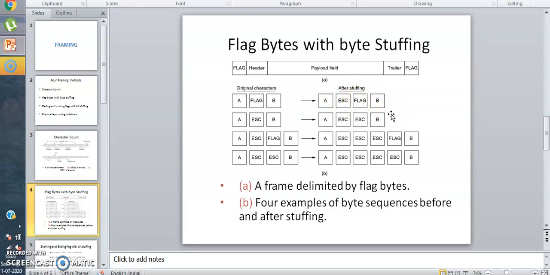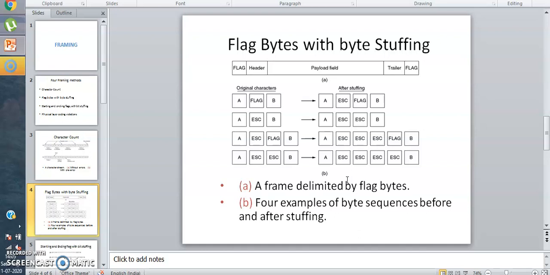The data link layer on the receiving end removes the escape byte before the data are given to the network layer. This technique is called byte stuffing or character stuffing. Thus, the frame flag byte can be distinguished from one in the data by the absence or presence of an escape byte before it.